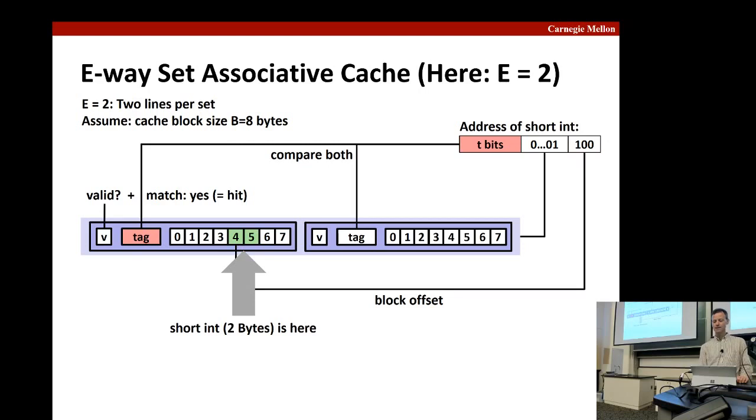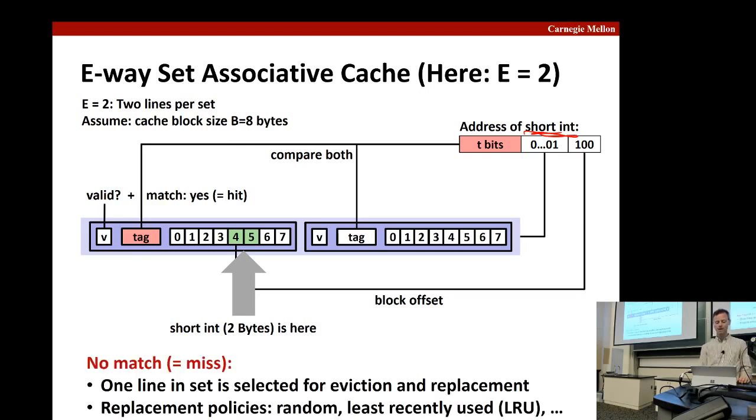And then the type of the value retrieved indicates the other end of it, right? So in green we show that if you were just doing a 2-byte operation, then that's what you would access. And as before, if either the valid bit is not set or there's no match among all the tags, then we have a miss. The only difference here is now we have a choice. We can choose to put the new thing here or here. And that's what defines the replacement policy.